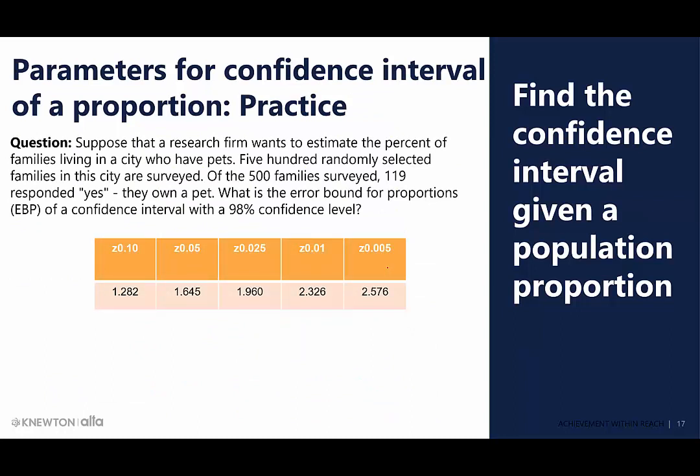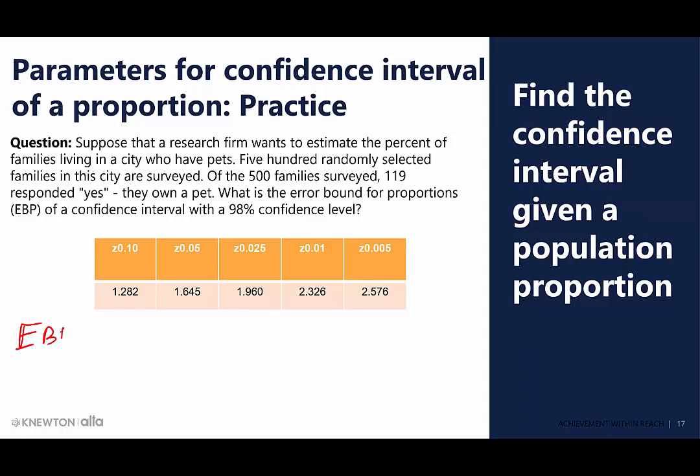Suppose that a research firm wants to estimate the percent of families living in a city who have pets. 500 randomly selected families in this city are surveyed. Of the 500 families surveyed, 119 responded yes, they own a pet. What is the error bound for proportions of a confidence interval with 98% confidence level? Okay, aka what is the margin of error? All right, so we've already done this before. Won't hurt for us to do this again. Error bound of proportions, same thing as the margin of error. Okay, so the margin of error, I'm just going to write E. I'll write EBP.